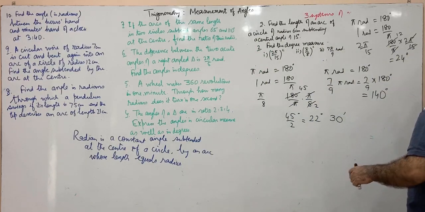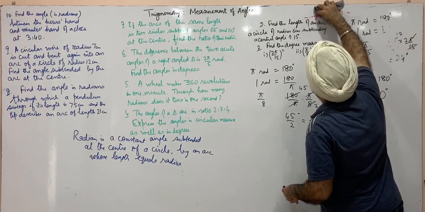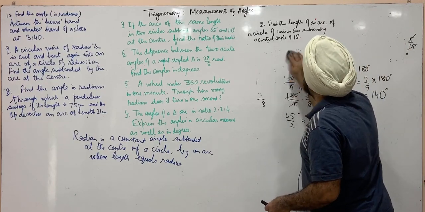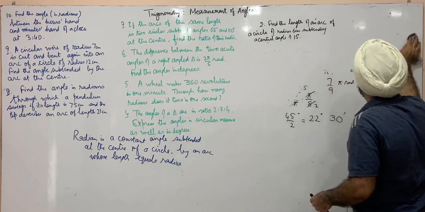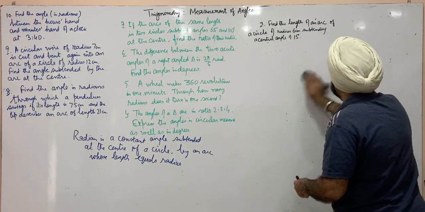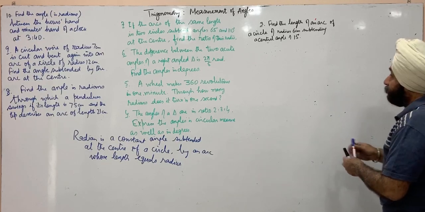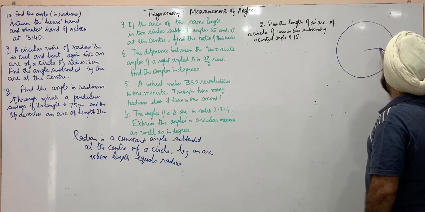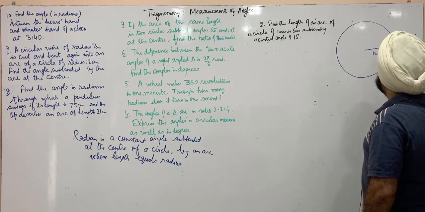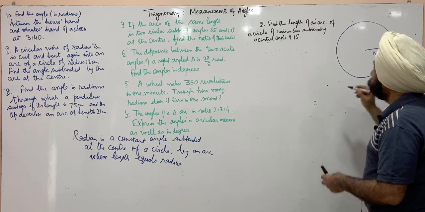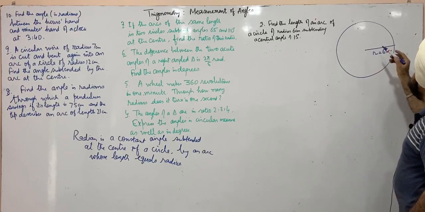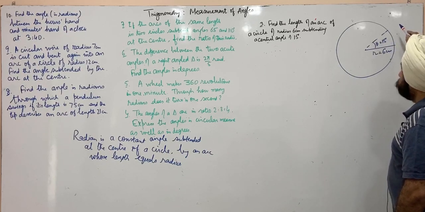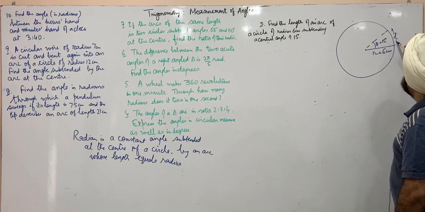we have to find the length of the arc of a circle of radius 6 centimeters subtending a central angle of 15 degrees. We draw the circle, this is the center of the circle, the radius is 6 centimeters and the central angle is 15 degrees. So we have to find out the length of the arc.